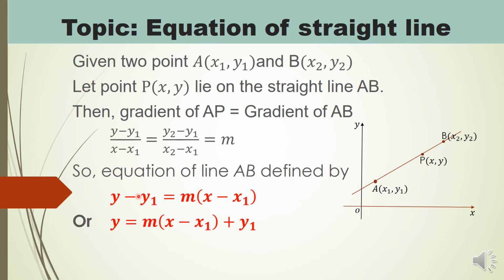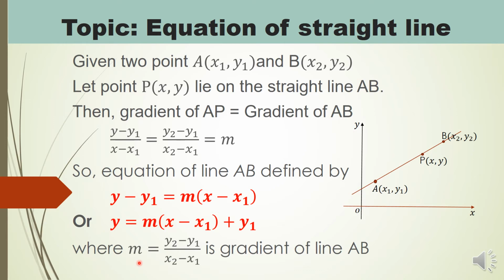Or you can convert this equation to the slope form. Just move y1 to the right hand side, and it becomes plus y1. So y equals m times x minus x1, plus y1. When you look at this, the coefficient of x is m. So whenever they provide you the general equation of a line, you need to convert it into this form, y equals mx plus b. Then you will get the slope of the line. This is the formula for the slope of line AB.